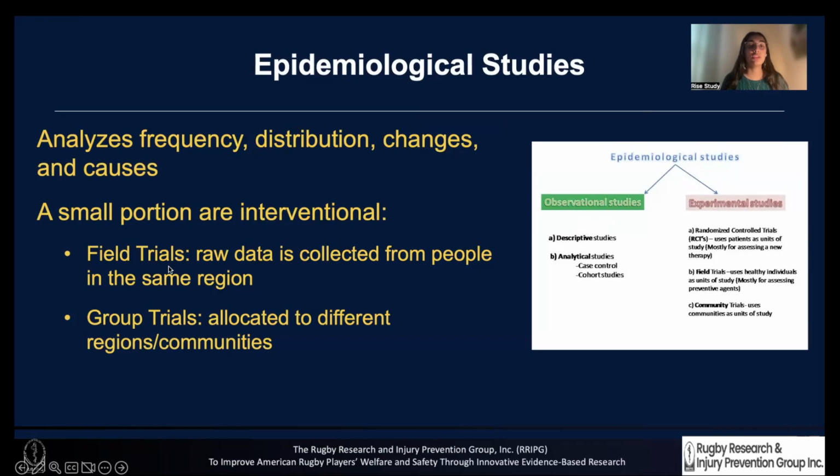Smaller portions of studies could either be field trials or group trials. A field trial is essentially raw data collected from people in the same region, while community trials analyze different communities to try to assess relationships between how certain factors impact a population holistically. An example that I was given was the incorporation of iodine in table salt. A field trial will analyze the impact of that in a small region, while a group trial would analyze different communities across the globe.